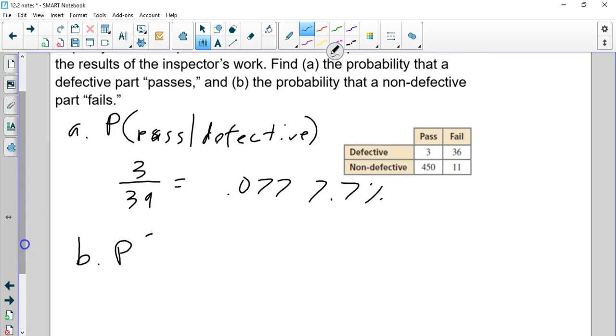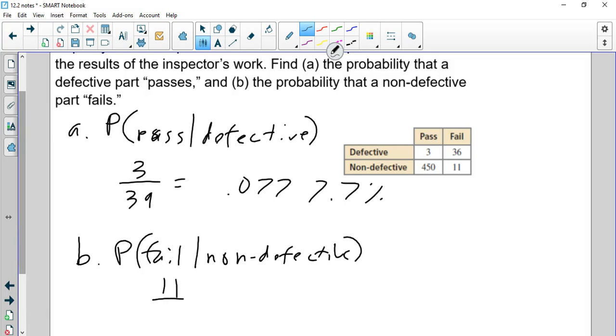Then we're talking about the probability of it failing given that it was non-defective. So in this case, how many non-defective fails were there? 11. How many total non-defectives were there? That's 461, which works out to be 0.024 or 2.4%.